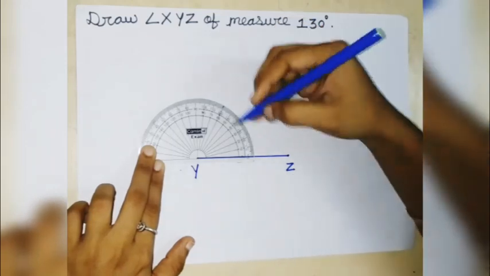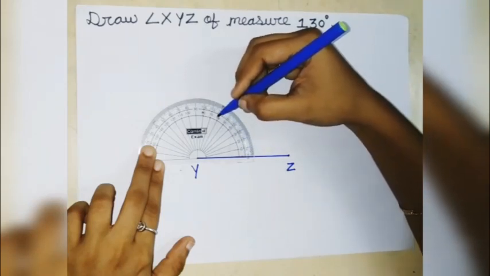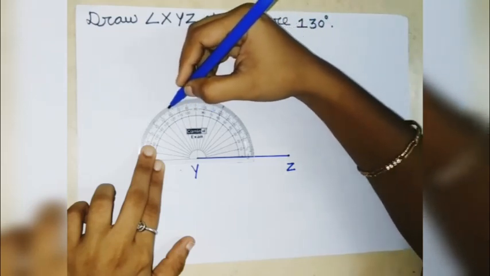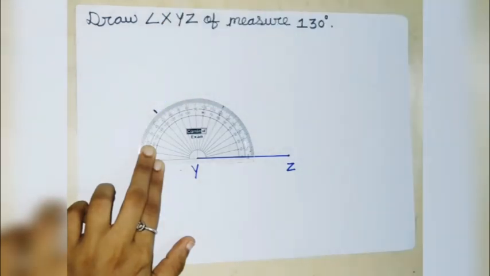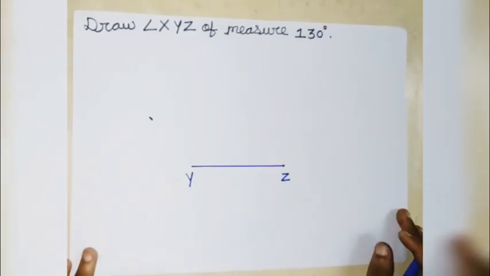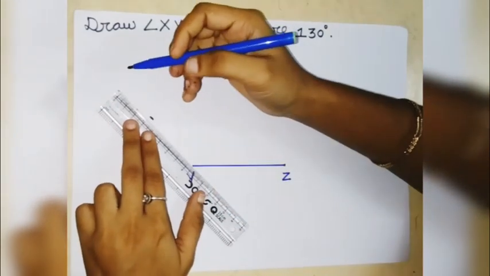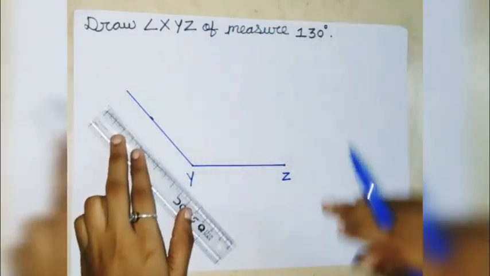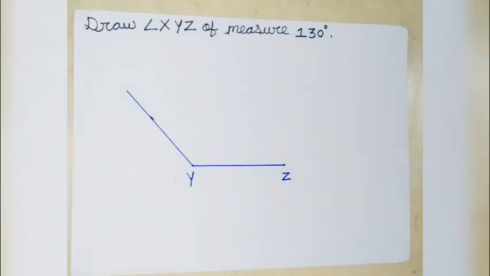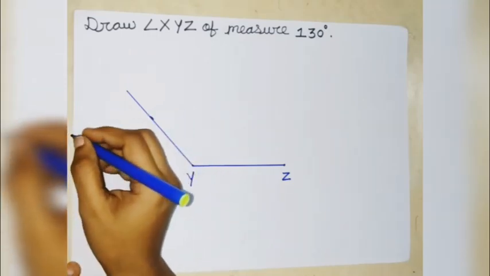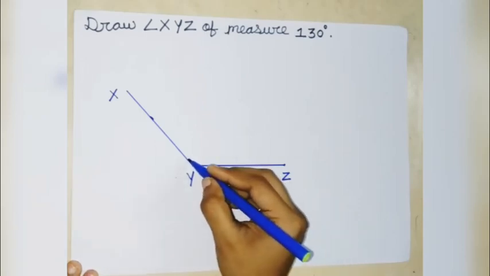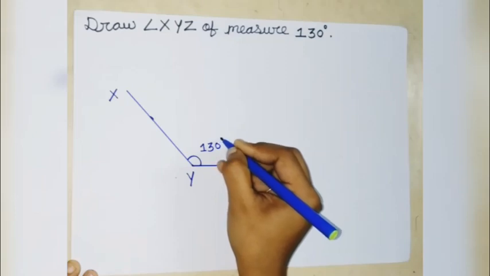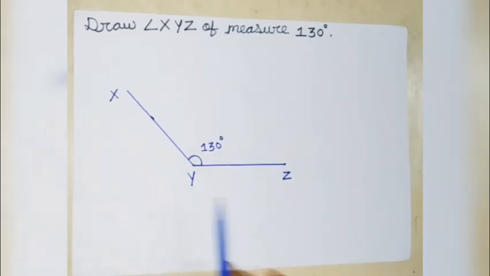Count the divisions starting from the 0 near point Z. 0, 10, 20, 30, 40, 50, 60, 70, 80, 90, 100, 110, 120. Here 130 is there. Mark a point with your pencil at the division that shows 130 degree. Children, you are going to use pencil. Now lift the protractor. Draw a line from vertex Y. Name the other end of the line X. The measure of this angle is 130 degree. So, angle XYZ is angle of measure 130 degree.